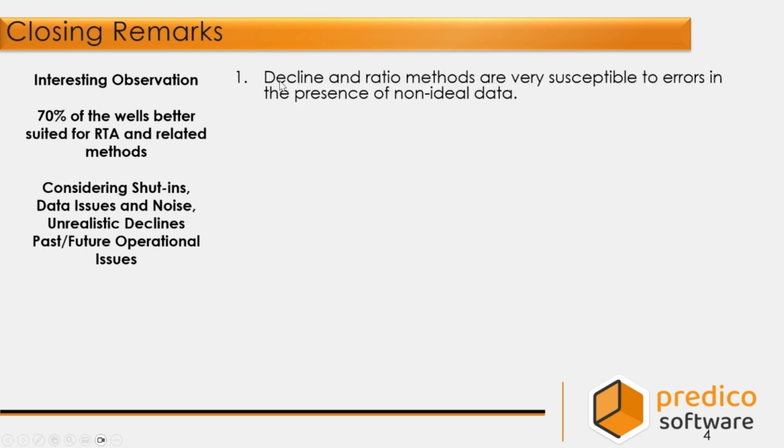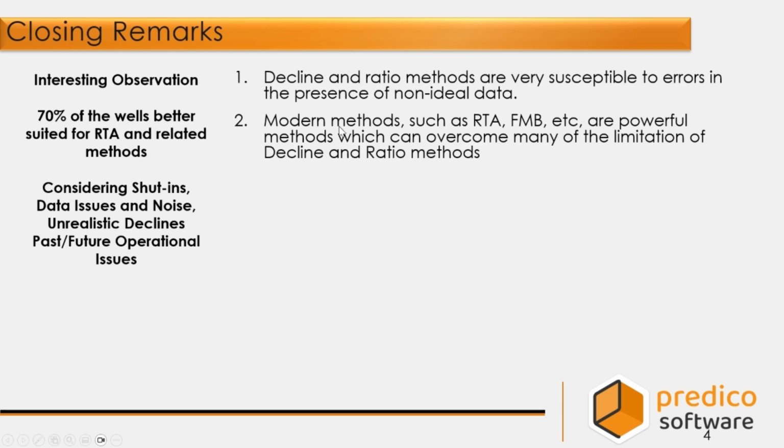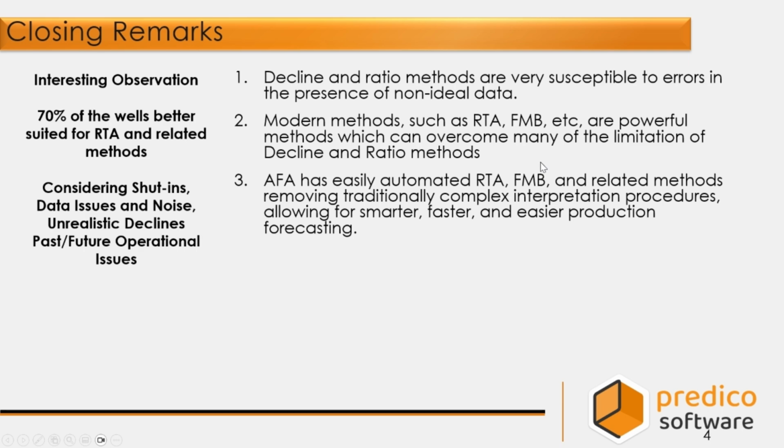Summary, decline ratio methods are very susceptible to errors in the presence of ugly data, non-idealized data. We all know that RTA and FMB are powerful methods to handle flow regime identification and produce highly accurate forecasts, but they tend to be very time-consuming and manually intensive. AFA has automated not only decline, but RTA and FMB, and this allows for very fast interpretation, something that's typically very complex, giving us smarter, faster, and easier production forecasts.